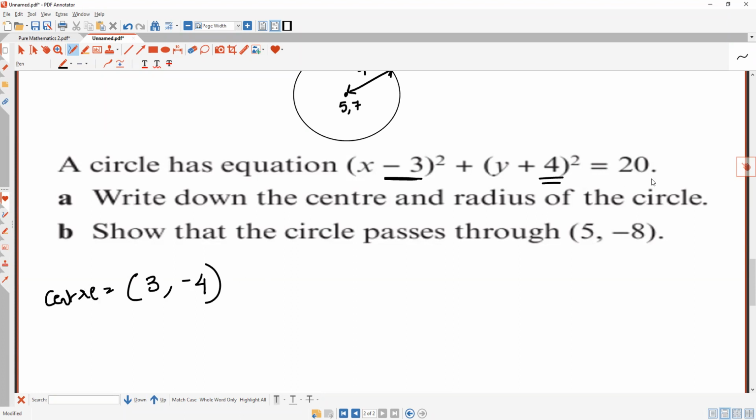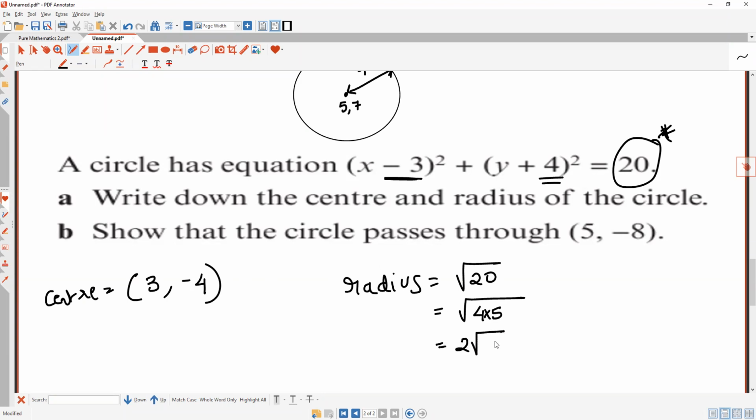Okay? And can you see there is no square given over here? Usually there is a square given. If no square is given, then your radius becomes root of that answer, root of 20. That is going to be 4 times 5, and 4 comes outside, it's going to be 2 root 5. Everybody got this part as well?